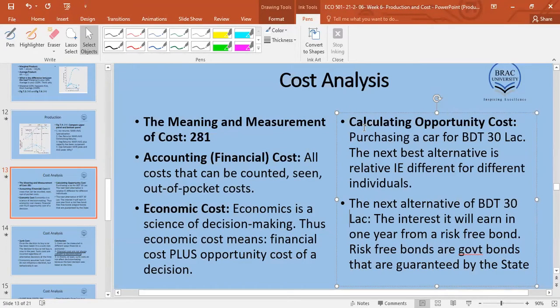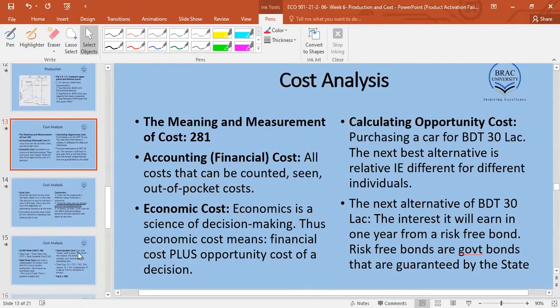In that case, since we are saying that economics is a science of decision making, what we are basically trying to say is that this 30 lakh taka, if I don't spend it, what is the next best alternative? That's how we define opportunity cost.